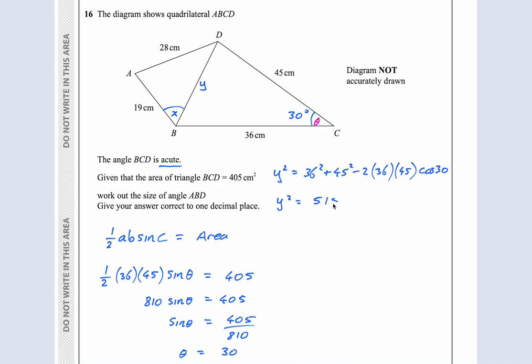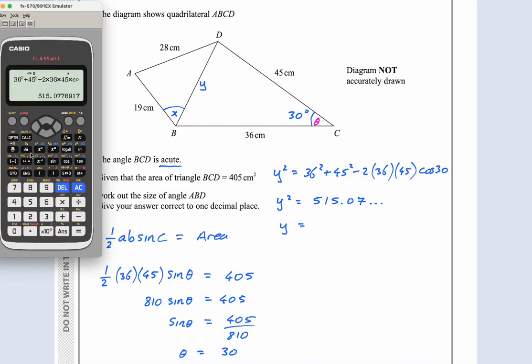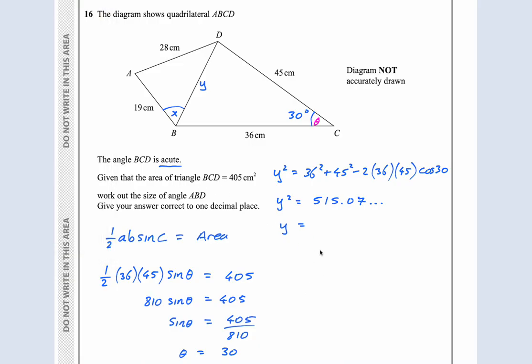515.077 something, 515.07. I'll just do dot dot dot, because now I'm just going to get y by doing the square root of the answer. Common mistake, guys, is people forget to square root the cosine rule. If you look at the answer, obviously that doesn't make sense, that would be 515. Okay, the square root of the answer is 22.695. So this is 22.695. Okay, I'm going to put a line here. So now I've got y.